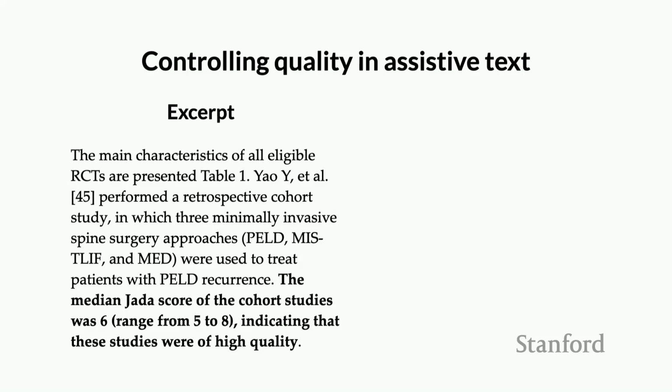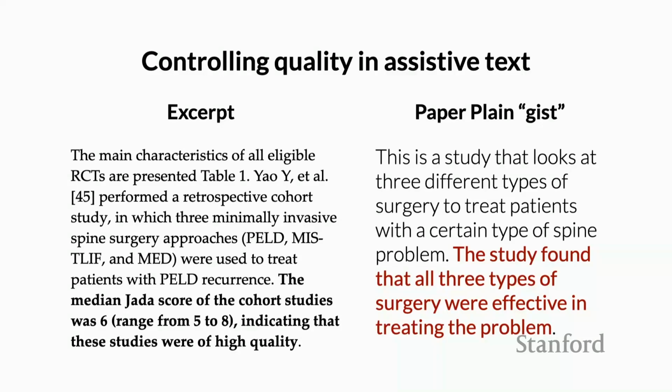And so to validate your concern, one example that I do have here is an example simplification that we did, where here's an excerpt that you can see and its corresponding generated gist. On the left-hand side, you can see that the concluding statement is the median JADA score of the cohort studies was 6, indicating that these studies were of high quality. And on the right-hand side, the concluding statement is the study found that all 3 types of surgery were effective for treating the problem. So this is an example where there was a hallucination of a conclusion that was never explicitly stated within that text.